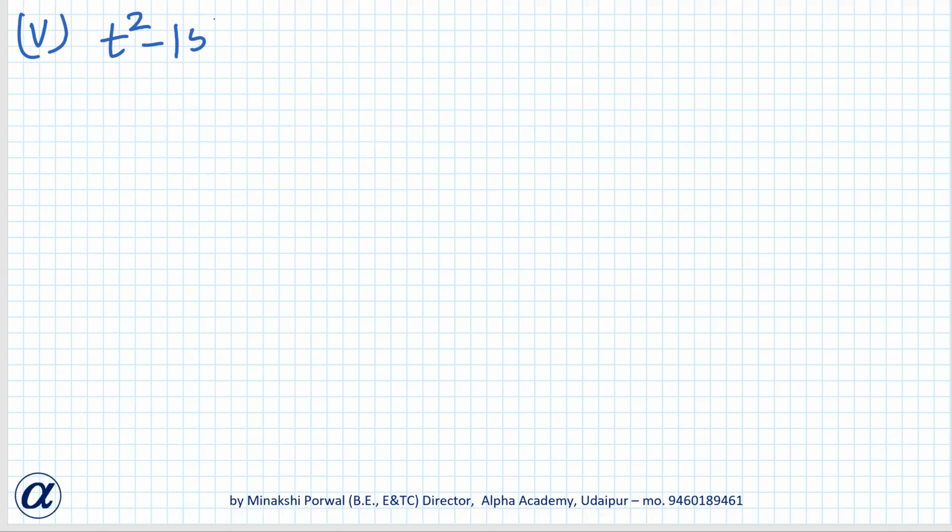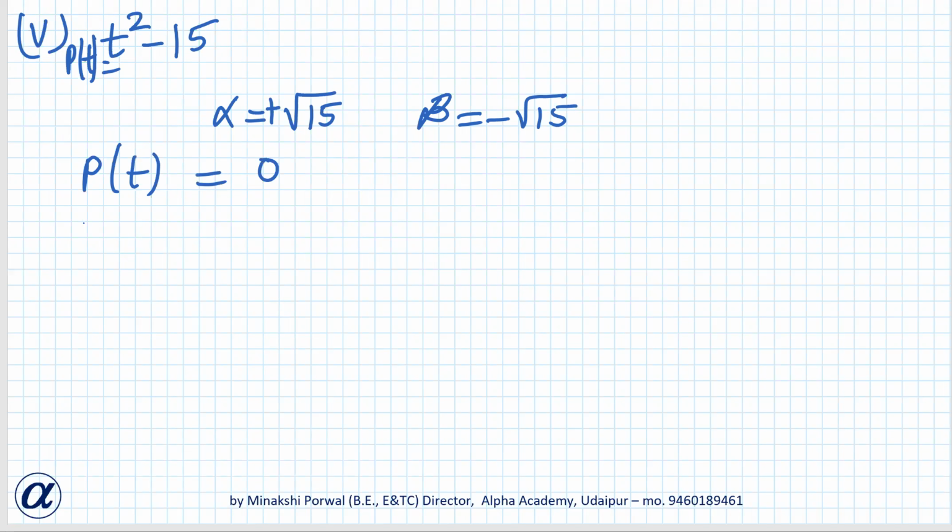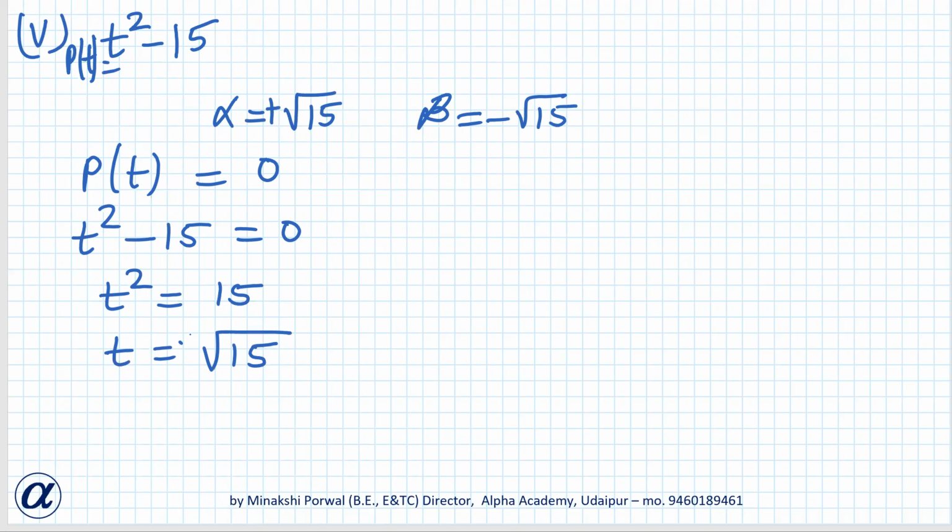Okay. So, first, Siddharth. Ma'am, alpha is minus under root 15 and beta is under root 15. Okay. So, one of them is minus and one of them is plus. One minute. So, we'll put P of t equals 0. That is t square minus 15 equals 0. T square equals 15. T equals square root 15. So, it is plus and minus square root of 15. Now, what is the value of A, B, C?